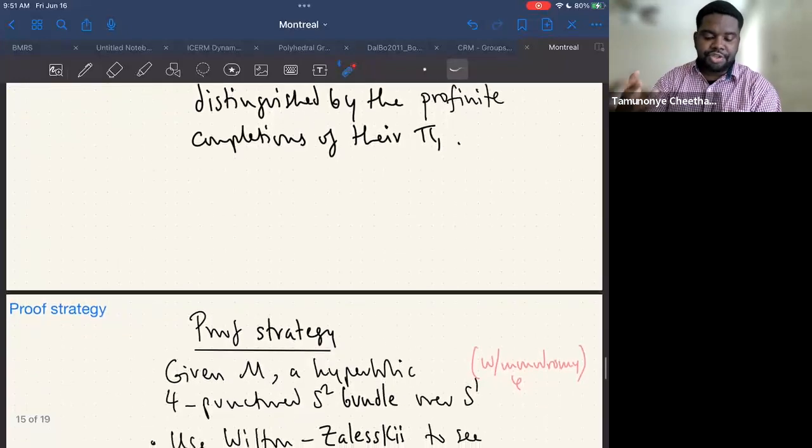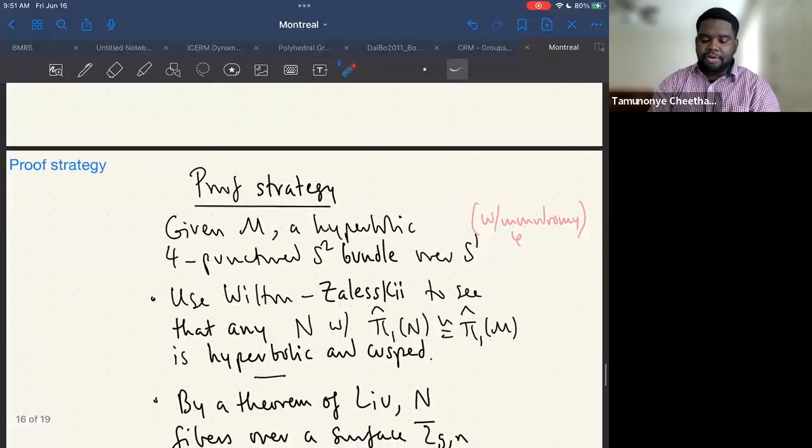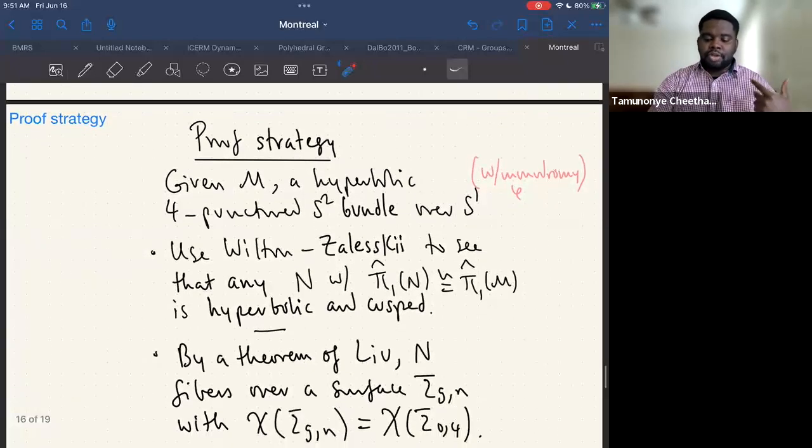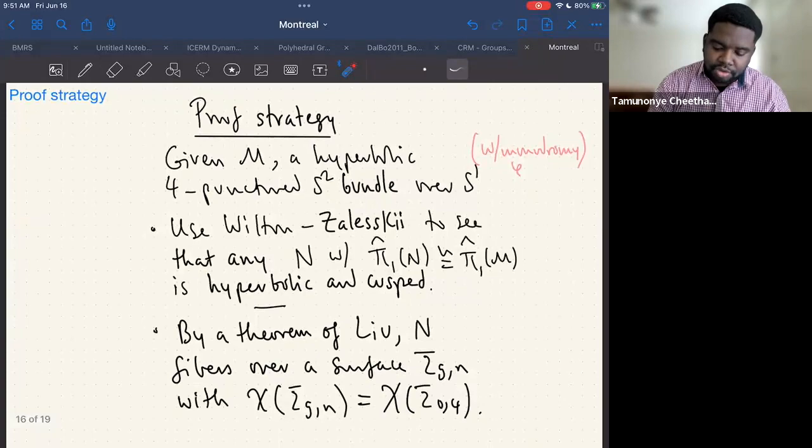What's the strategy? You start out with a 3-manifold, which is a hyperbolic four-punctured S2 bundle over S1. And you use Wilton-Zalesskii to see that any manifold with the same finite quotients as your manifold of choice has to be hyperbolic and has to be cusped. And then by a theorem of Liu, your cusped manifold will fiber. This is Liu's paper, the almost determined paper in Inventiones.